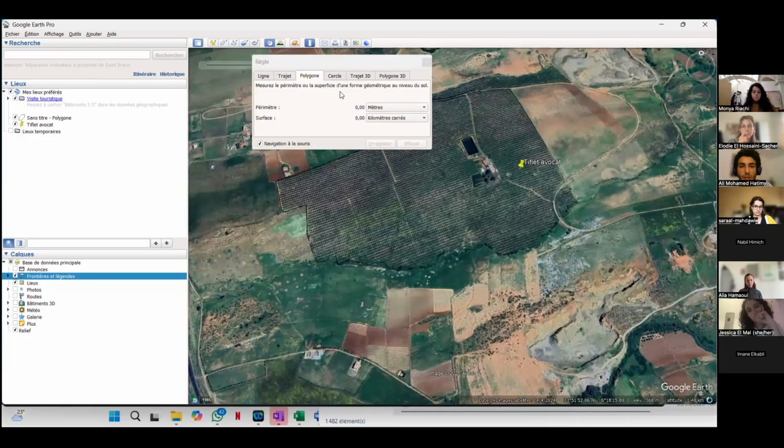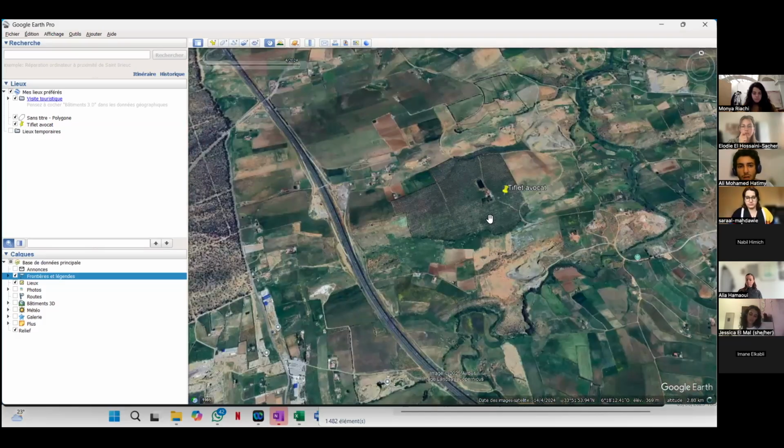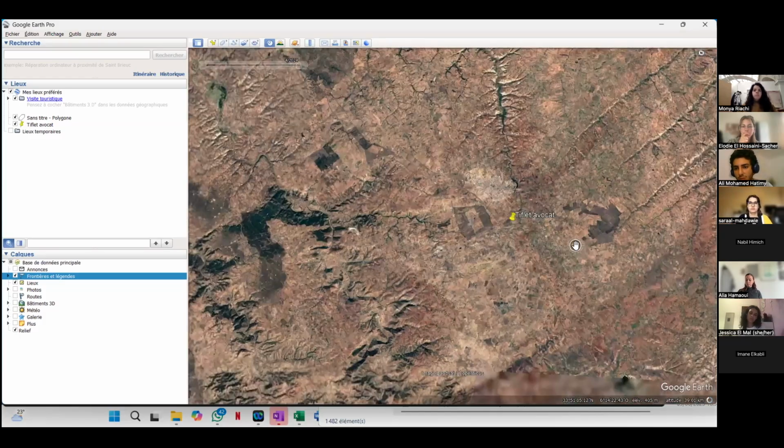And same thing, we can measure the area of this farm, and we have basically 30 hectares that are dedicated to avocado trees with an irrigation of 1,000 cubic meters per hectare. So 30 hectares, so you have 300,000 cubic meters used for the irrigation of this single area, while a Moroccan family will use maybe 80 cubic meters per year. So this just shows you the scale of water consumption, or overconsumption, in the area.